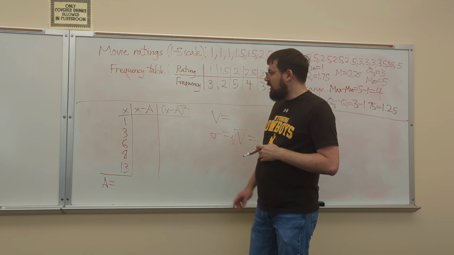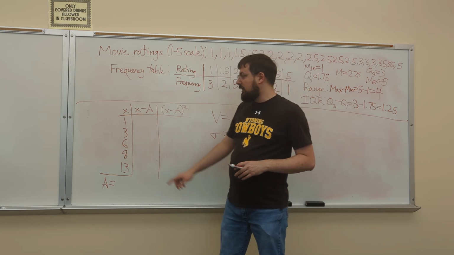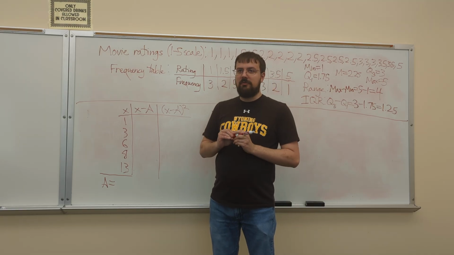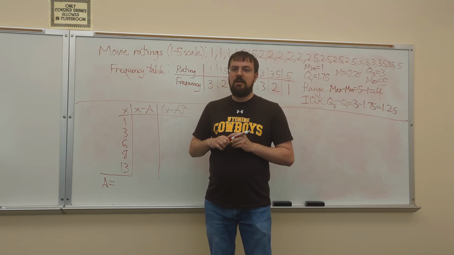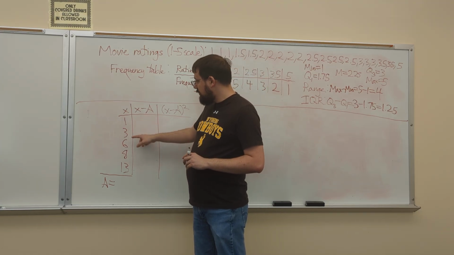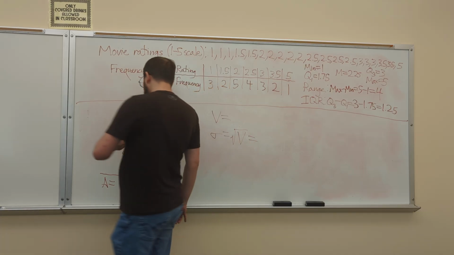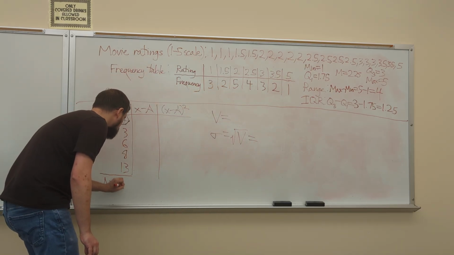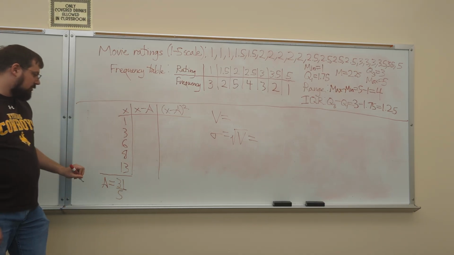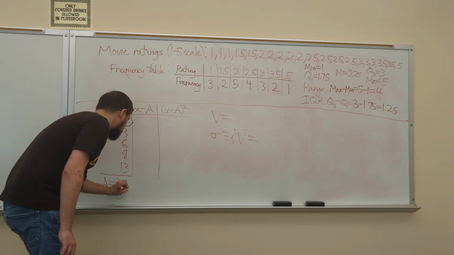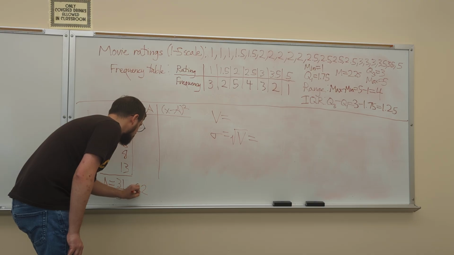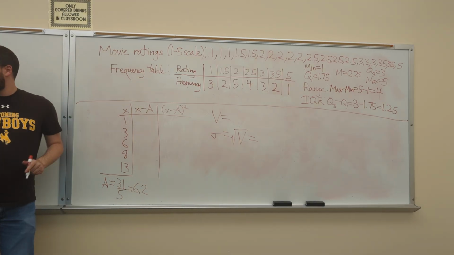In this case, the first thing that we're going to do is take all of our data points and calculate the average. The average, as you may remember from the last video, we add up all of our data points and then divide by the total number of data points. So if we add all of these up, we get 31. Divided by our total number of data points, so 5. So this should give us 6.2 as our average.